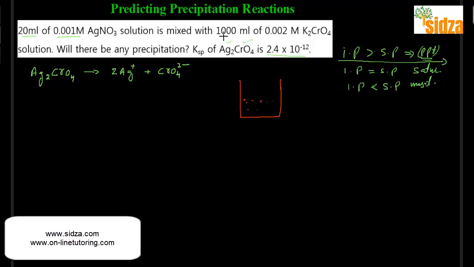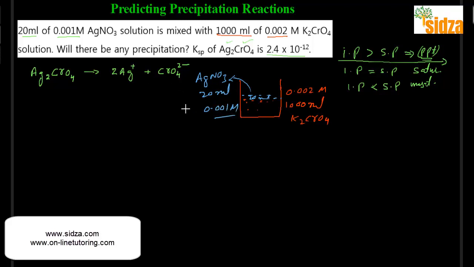We have 1000 ml of the potassium chromate, K2CrO4, and the concentration of this potassium chromate is 0.002 molar. Now we are adding to it another solution, which is the silver nitrate. We are adding 20 ml of the silver nitrate, and the concentration of the silver nitrate is 0.001 molar.